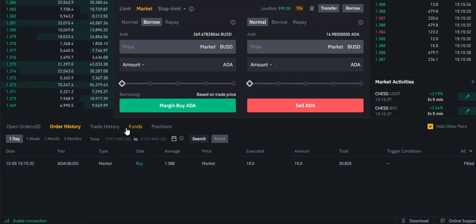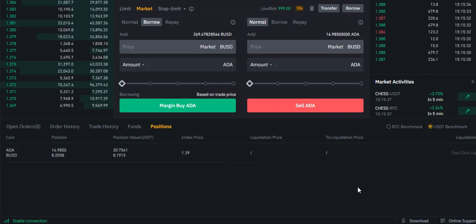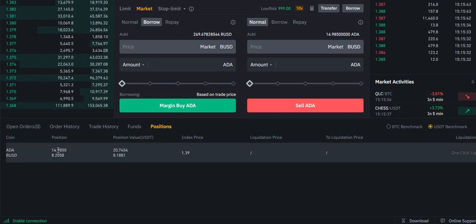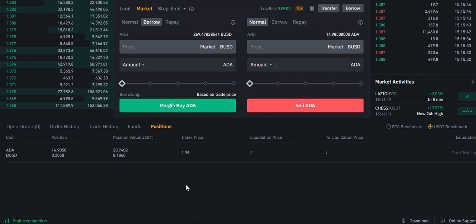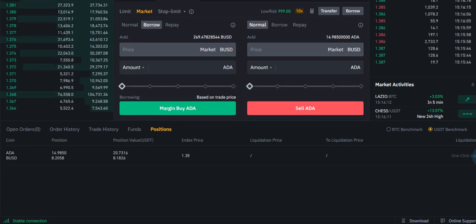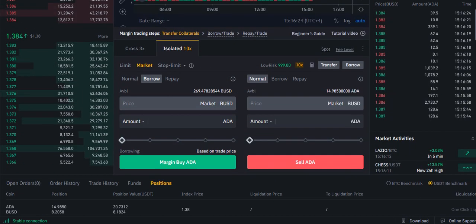Here is the position trigger, and everything will come here: when it will be liquidated. Here is the ADA position at 14.98 while BUSD is 8.20, and here is the position value as 20.74 and 8.18, and the index price 1.39. So if your amount is less than 1.39, everything here will be liquidated, and only this pair, BUSD versus ADA, will be liquidated.